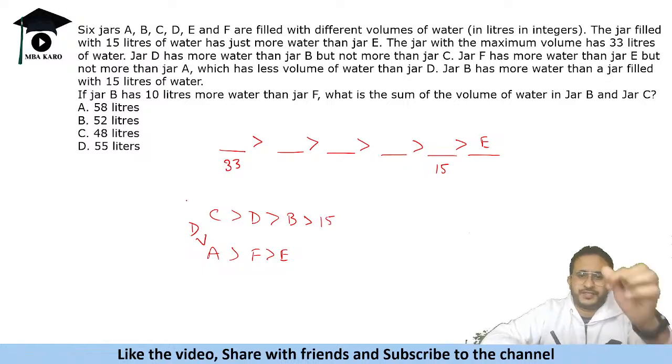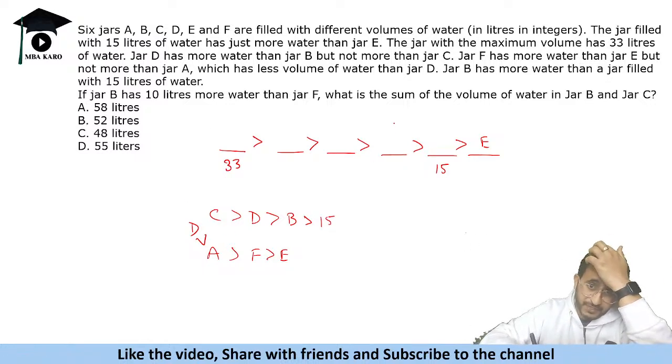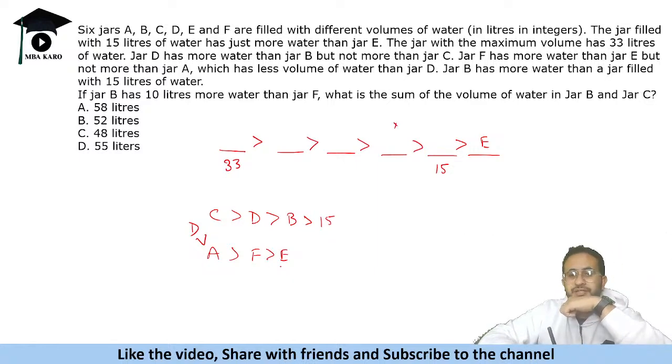So now let's see this. B is more than 15, so this cannot be B. D is greater than A, F, and E. E we have already placed. This cannot be B, so it has to be F. So E and F are placed. D is more than A, D is more than B, and C is more than D. So C will come here, C will have the highest. Now after C, the only possible is D, because it cannot be B and it cannot be A. So these two are A and B in any order.